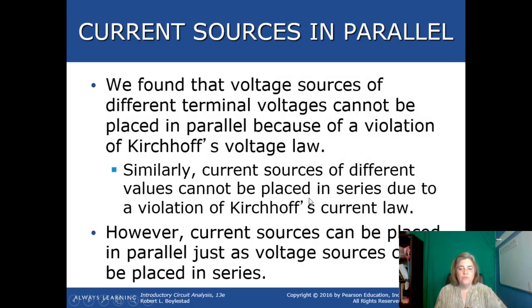Now, we found that voltage sources cannot be placed in parallel. We talked about that last time. Current sources cannot be placed in series. Why? Because if you have 1 amp through one branch of your circuit, you can't then have 2 amps through. So current sources can be placed in parallel, just as voltage sources can be placed in series, but current sources cannot be placed in series with each other unless they're exactly the same amount.